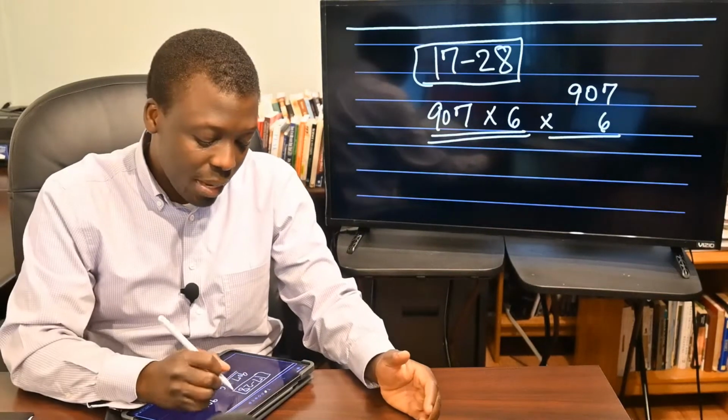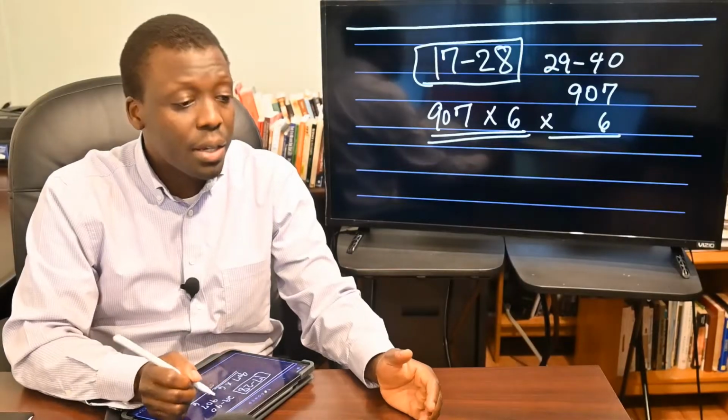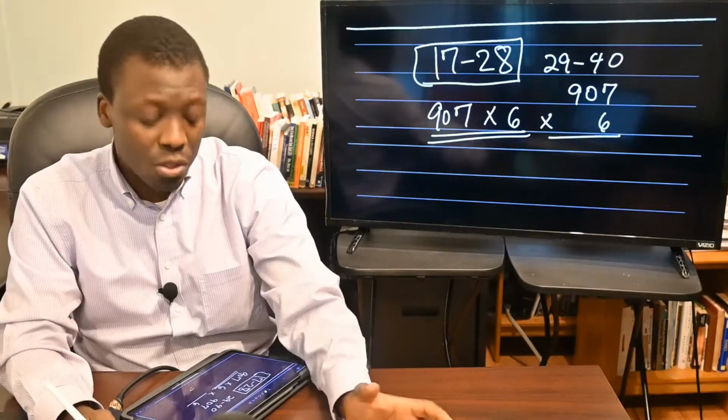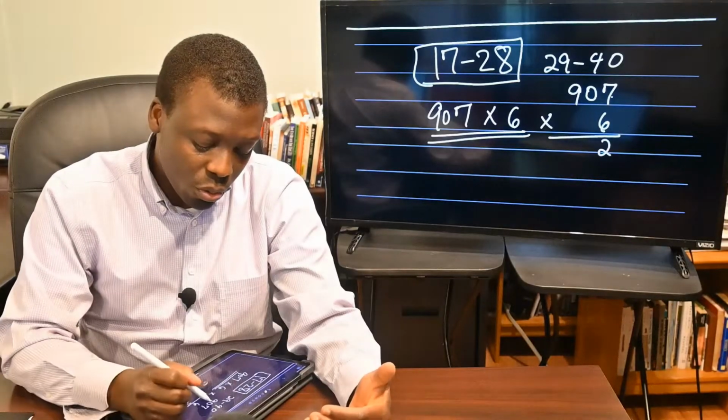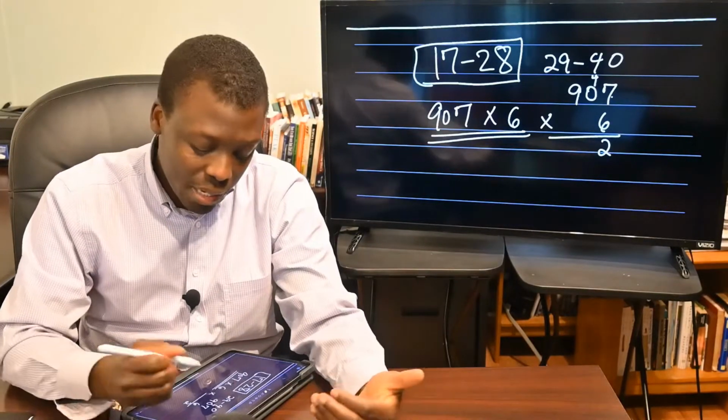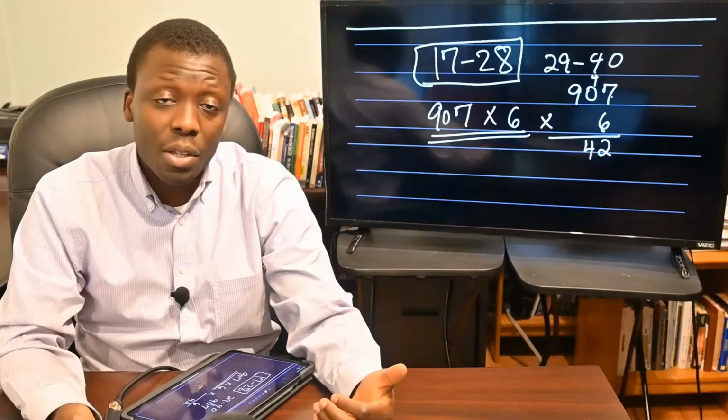That's actually the same for number 29 to 40. You're just multiplying using the principle where you multiply 6 times 7, you have 42, you put a 4 up there. 6 times 0 is 0, you bring it down, and then you have the 4.